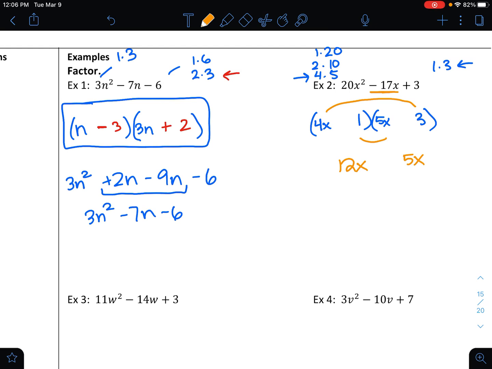I wanted to say negative. So if I make them both negative, -12 plus -5 gives me -17. So if I fit my negatives in here, let's double check. Do I still get +3 at the end? And so if I test -1 times -3, yeah, I get +3. Okay, so my answer is, let me fix my parenthesis here. So my answer is the factors of 4x minus 1 times 5x minus 3. Now, if that would not have worked, I would have switched the 1 and the 3, okay, but it turned out to be okay right there.